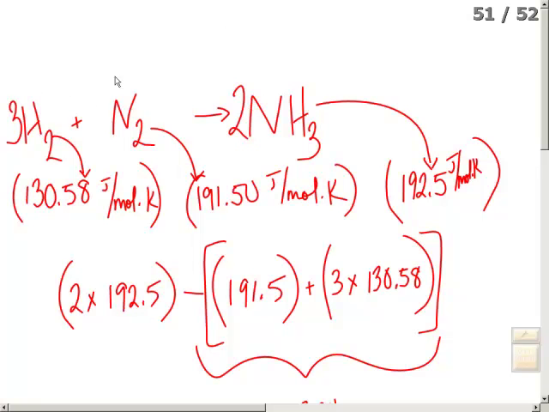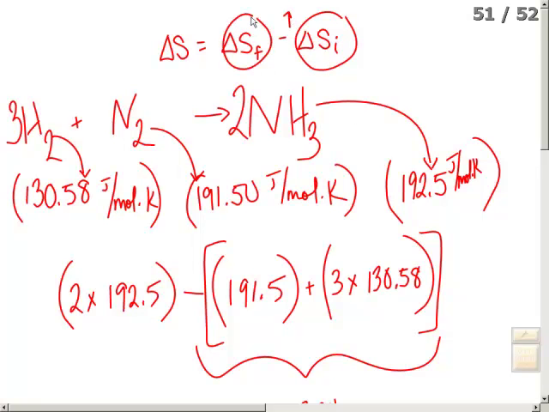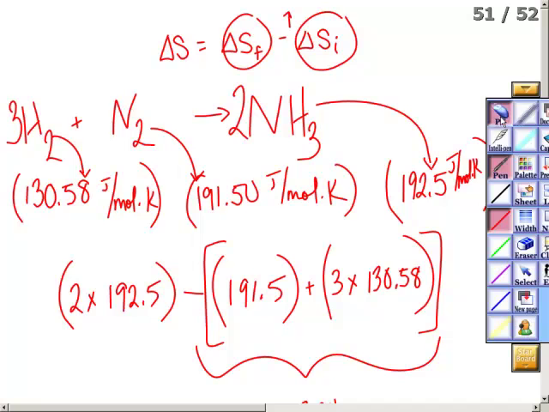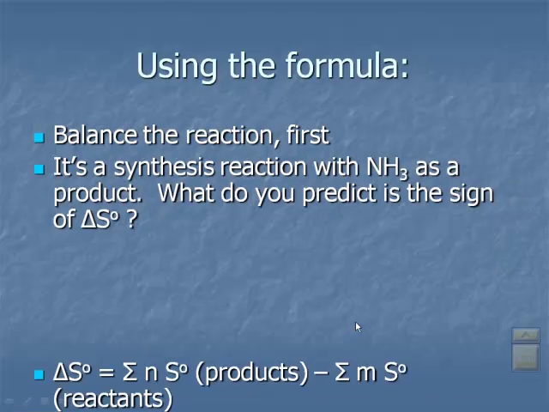And remember, the delta S of your reactants will be higher than the value for your products. So remember, it always goes like this. Delta S overall is equal to delta S of your products, so final, minus delta S of your reactants, initial. And I told you that the reactant value was going to be larger than this value, because you have more moles. So it makes sense that the value here should be negative. Alright, so we predicted the sign.